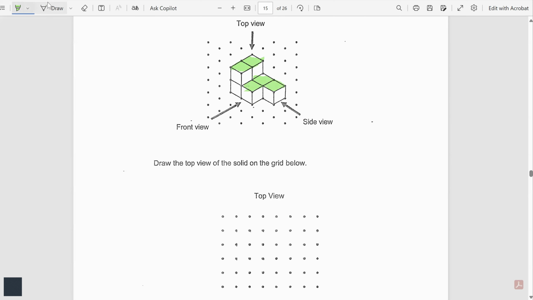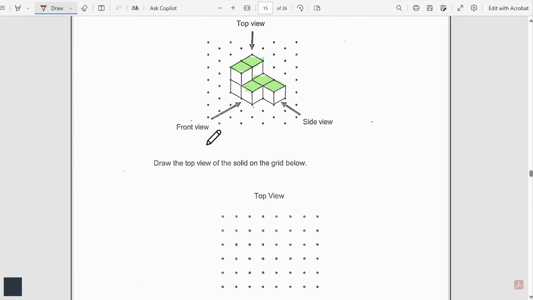Imagine you are standing from the front. You're standing in front of the solid, front view, and you look down. Okay, use a ruler for this. It should look like that. So from the front, you look down, like from the top, right? You look from the top, and this is what you see.